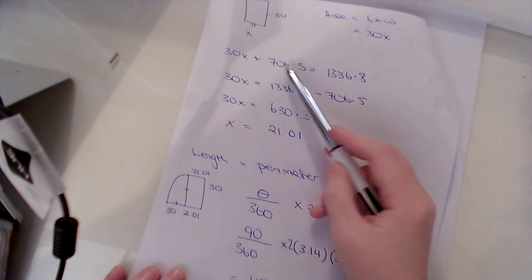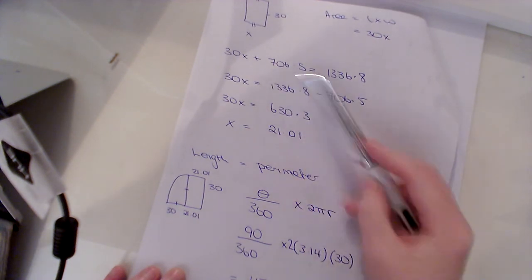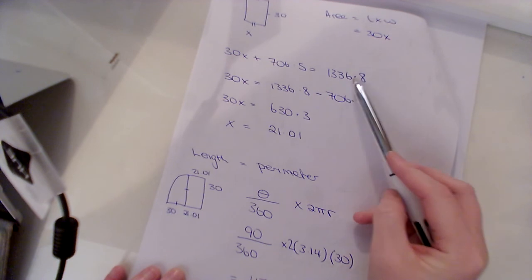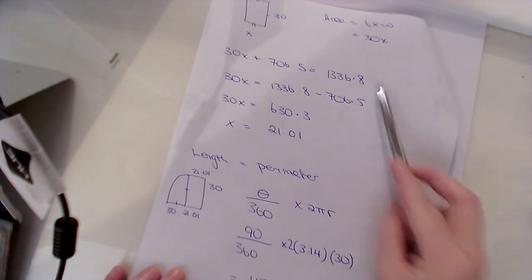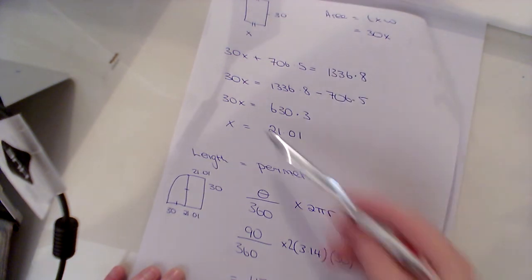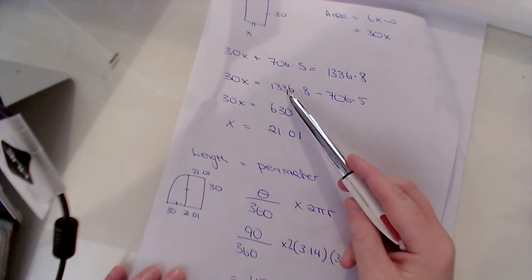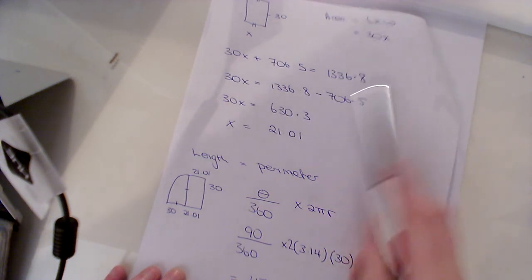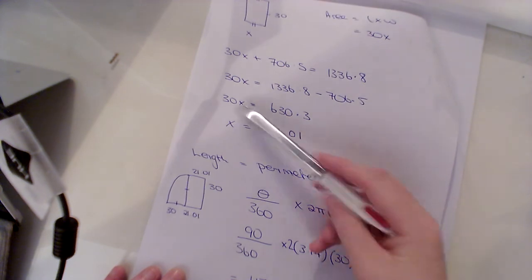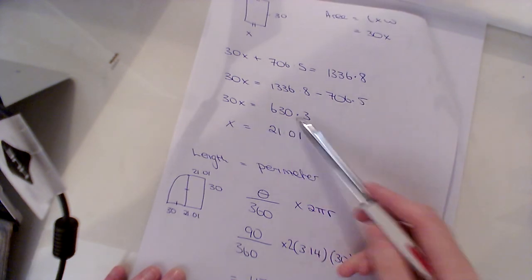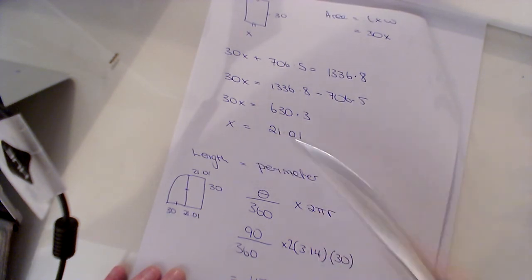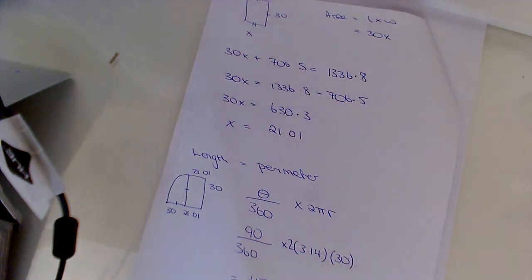So I have 30x plus the area of my quarter circle, and I know that's equal to 1336.8 because that's the total square metres that it has. So I got the area of both of them. Right, so I have 30x is equal to 1336.8 take away my 706.5, so I get 30x is equal to 630.3, and then I get x is equal to 21.01.